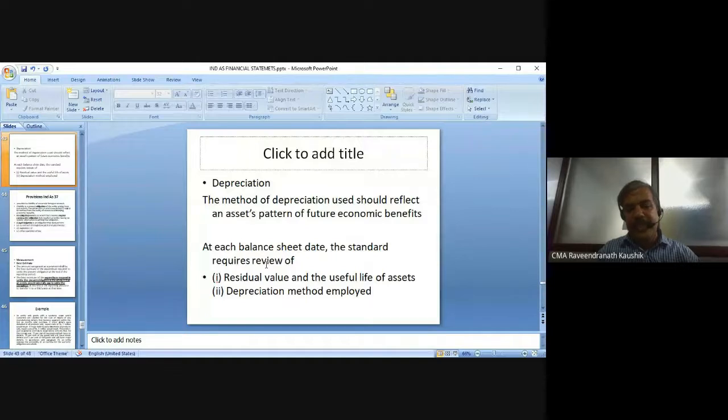At each balance sheet date, the standard requires review of residual value and the useful life of the asset. So this is a very important thing. If you go back and see the balance sheet structure now, right? You need to have two different columns for your assets at the end, where you give the asset schedule. So you need to give a separate asset schedule annexure to your balance sheet. There you need to mention what is the balance useful life of the asset. That also becomes very important now. And of course the depreciation method which you have applied. So normally it will be the WDV method that they follow.